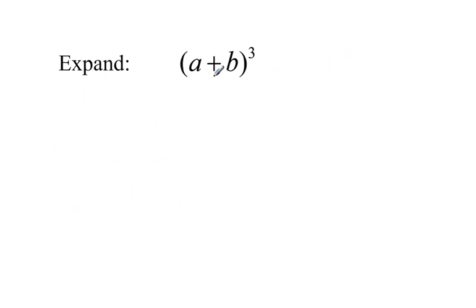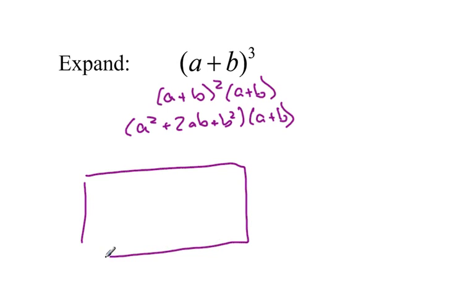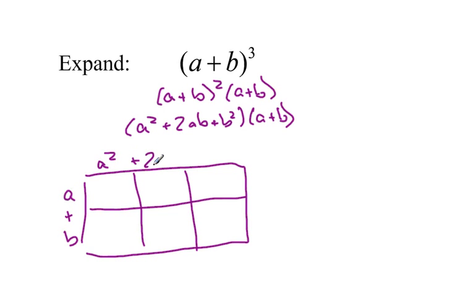All right, so the next one we're going to do is (a + b) cubed, which is the same thing as (a + b) squared, which we just got, times (a + b). And we just learned that that was a squared plus 2ab plus b squared, times a plus b. And just like before, I'm going to make a box diagram to keep track of all my terms. So I'm going to go with a plus b here and a squared plus 2ab plus b squared here.